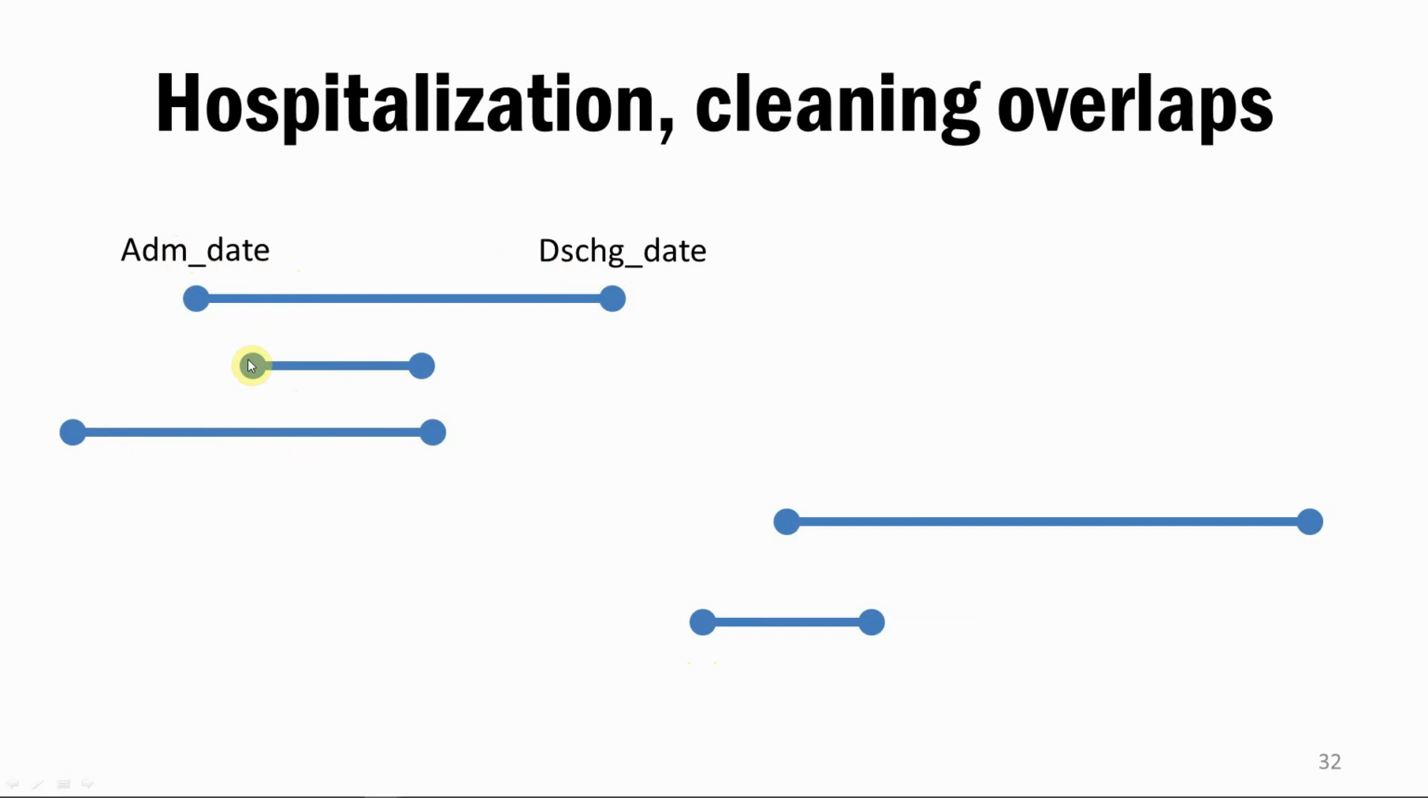But clearly, some of the hospitalization records are overlapping. For example, this one is totally within this hospitalization. This one is partially overlapping with that. So for these three hospitalizations, we should get them aligned because they are overlapping with each other. And these two are overlapping with each other, right? So we need to align that, and so, following are the steps that we should do to clean it up.